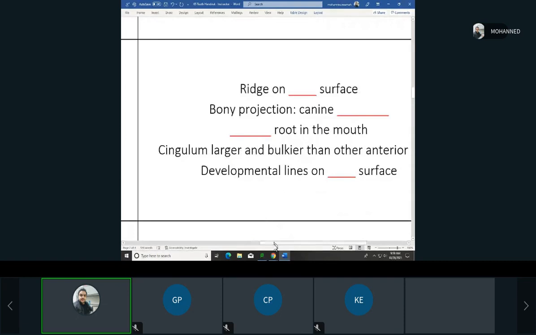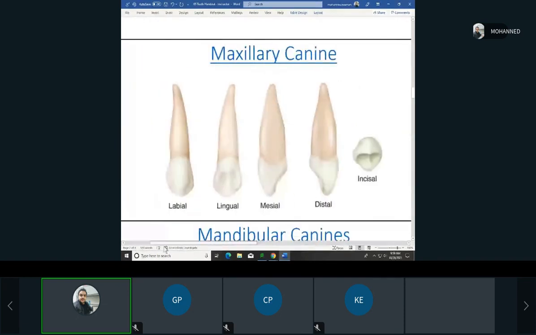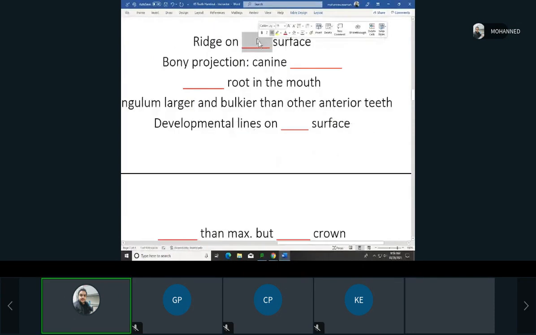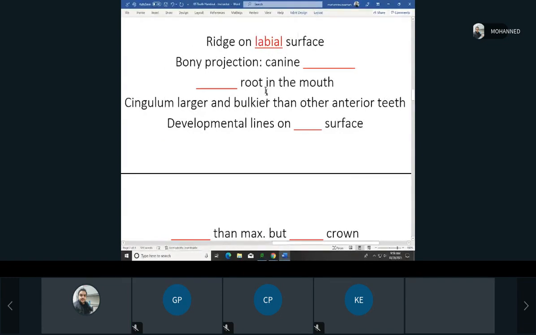if we look at the maxillary canine compared to the mandibular canine, we have a ridge on the labial surface, that ridge that I showed you that is usually clear, especially for the maxillary one. On the maxillary arch, we have something called a canine eminence, which you can feel on your maxillary side. If you put your thumb on your canine area, you'll see there's a little bit of projection, a little bit of a bump. That is the canine eminence.